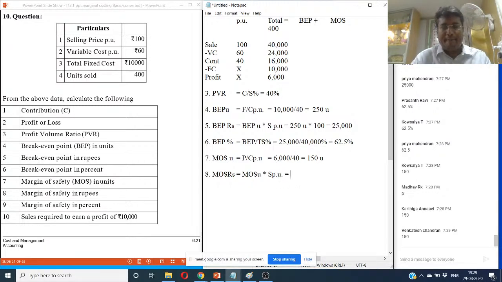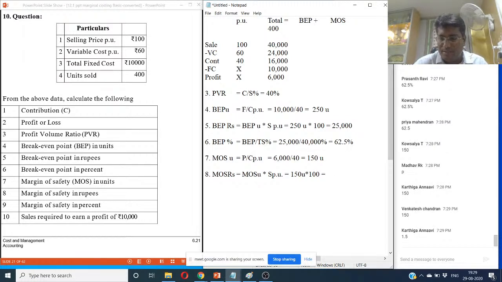The value being MOS, 150 units multiplied with the selling price per unit being rupees 100. Get me the MOS in rupees. Yeah, it's not okay. Should be careful. It's not 1.5, it's 15,000 rupees.